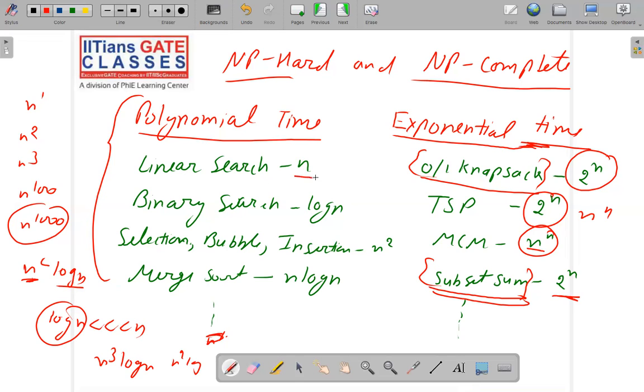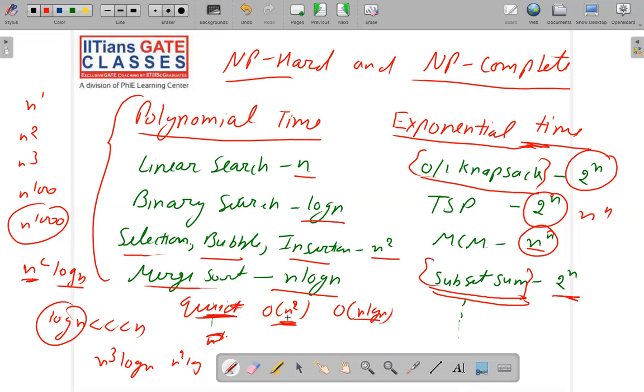For linear search, it's order of n. For binary search, it's order of log n. For selection sort, bubble sort, insertion sort, it's order of n square. For merge sort, it's order of n log n. For quick sort, it's order of n square in the worst case, and in the average case, it's order of n log n. Quick sort is also a very good sorting algorithm. Worst case scenario is rare, but it's order of n square.